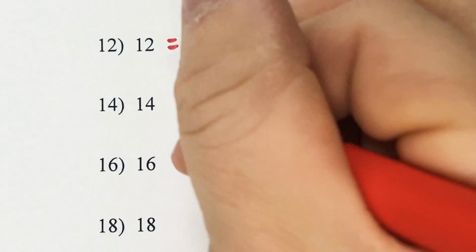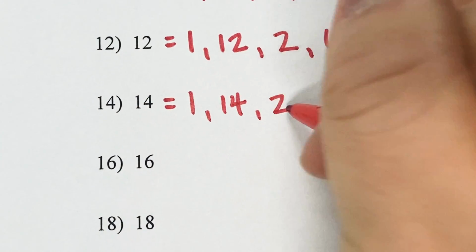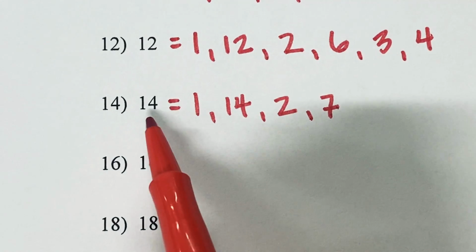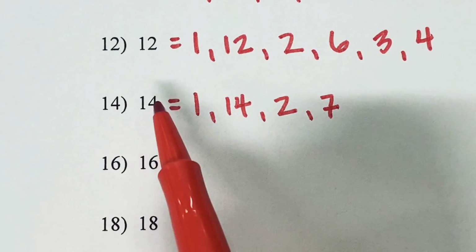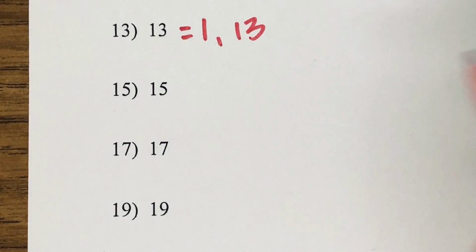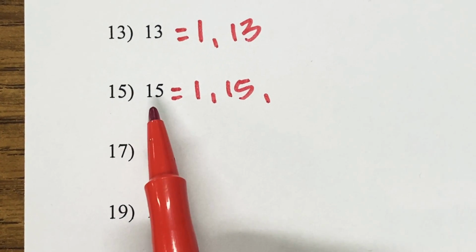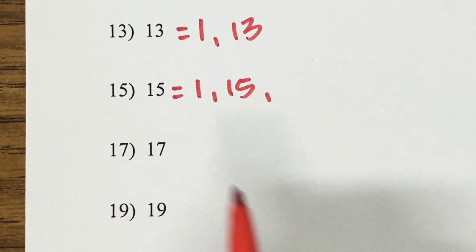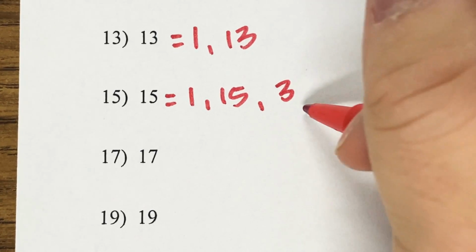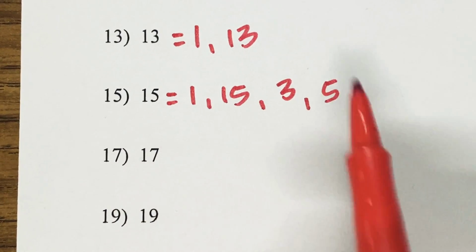Okay, what about 14? Okay, we have 1 and 14. 2, because it's even. 2 times what gives me 14? 7. Okay, 3, no. 4, no. 5, no. 6, no. 7, yes. We already got it, so we're done. Okay, 15. 1 and 15. Okay, 2, no, it's not even. 3, yes, we can divide 15 by 3, meaning it can multiply by something to give us 15. 3 times what gives me 15? 5. Beautiful. So 4, no. 5, yes, we already got it, so we're done.